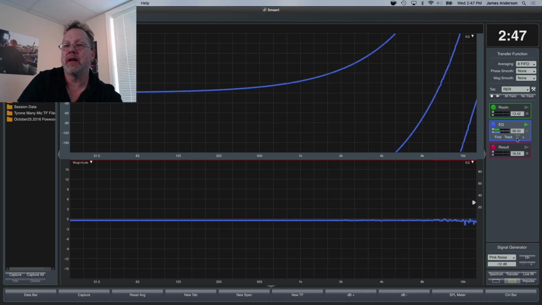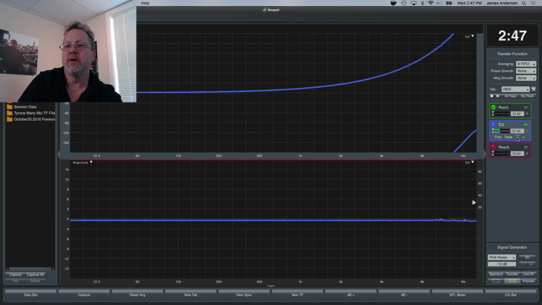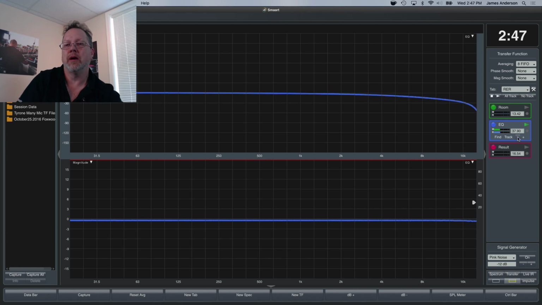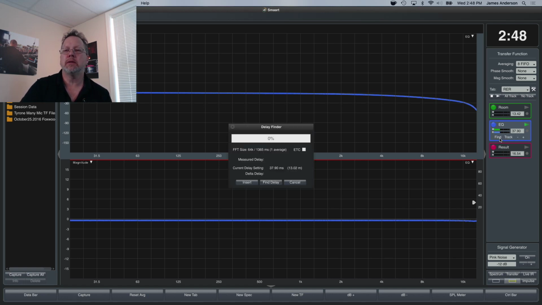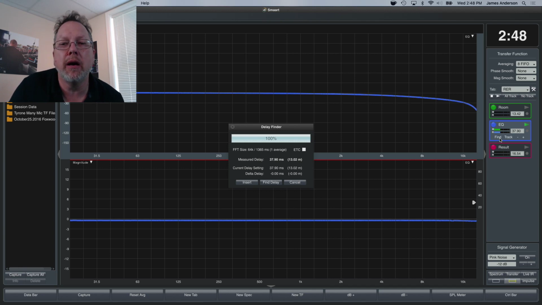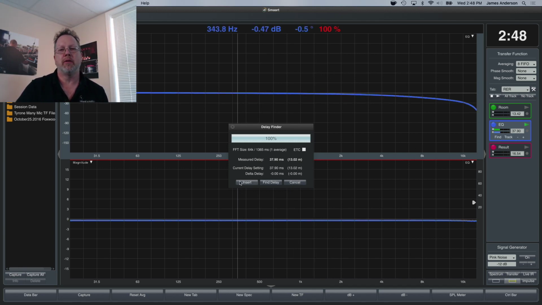So let's see if I can trim this down now. There we go. Boom! I found the delay through the system. Now, let's see what happens if I hit find. I had 37.90. It comes up with 37.90. Yep. So I found that.